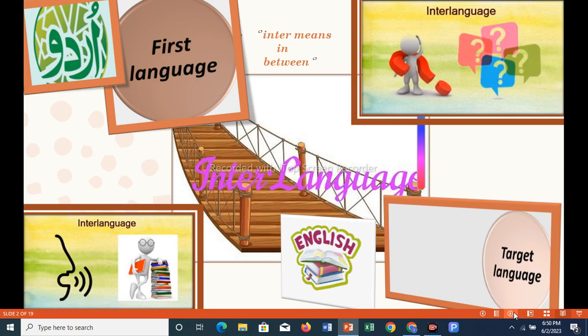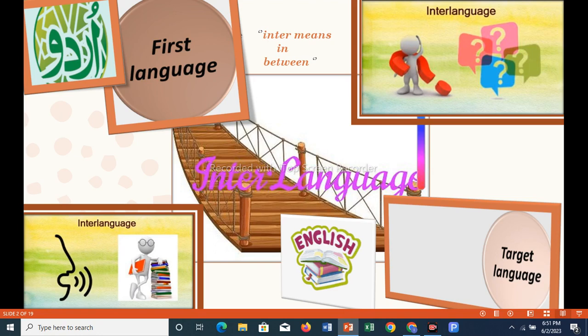Our first language is a language that the child acquires at the early stage of development. However, the target language is a language that the learner wants to acquire in order to achieve proficiency in a certain kind of language. It can be any language, either French, Japanese, Chinese or Turkish. In between these languages, inter meaning in between, there exists the interlanguage. Interlanguage is basically the pathway or the passage that leads to the target language.